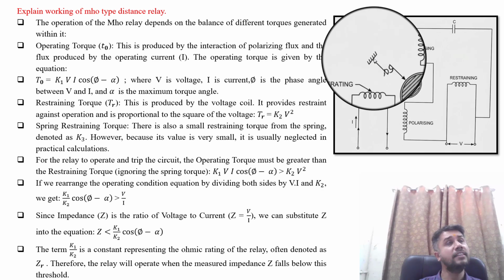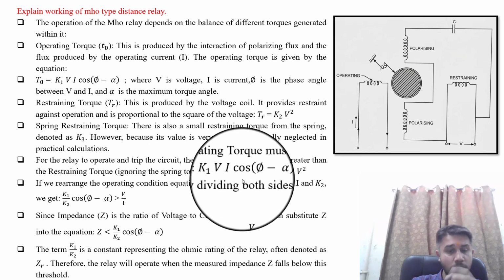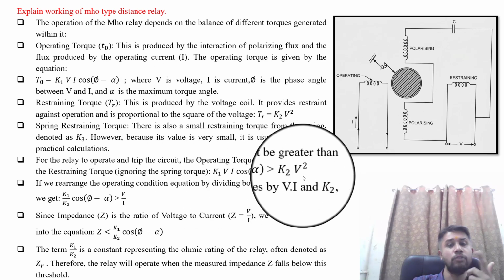For the relay to operate and trip the circuit, that is, the relay must operate during the in-zone fault, the operating torque must be greater than the restraining torque, and this restraining torque is a combination of the electrical restraining torque plus the spring restraining torque. Mathematically, K1 V I cos phi minus alpha is greater than K2 V square plus K3, and K3 is neglected here for practical calculations. So the result is K1 V I cos phi minus alpha greater than K2 V square.